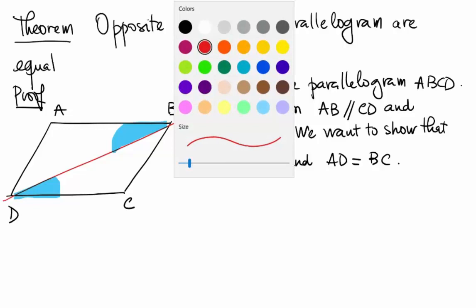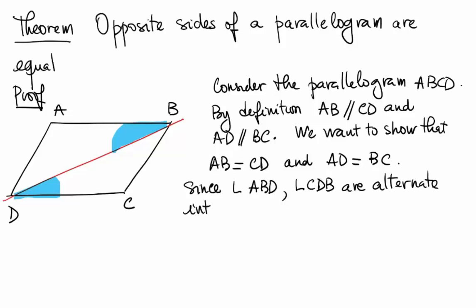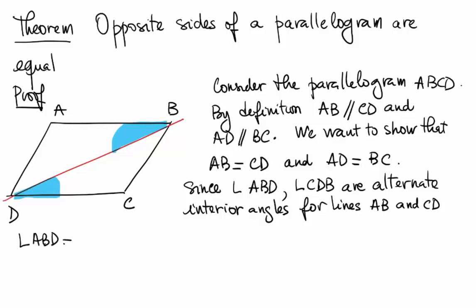So you can observe that since angle ABD and angle CDB are alternate interior angles for lines AB and CD with the transversal, of course, DB, then angle ABD must be equal to angle CDB.